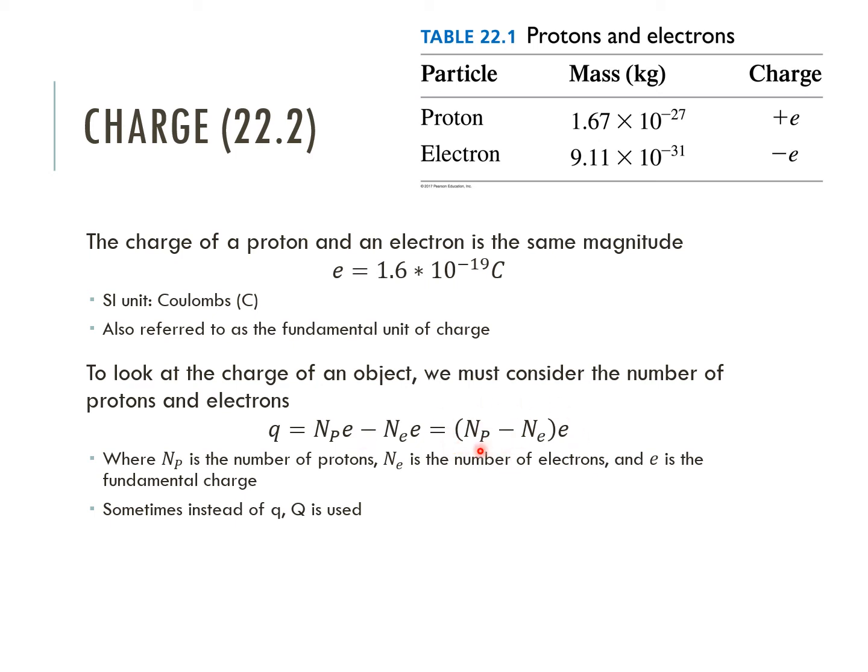Or we can rewrite it as the charge of the object is going to be equal to the number of protons minus the number of electrons. That quantity is multiplied by the fundamental unit of charge. Now this is the formal equation. Sometimes instead of using a lowercase q for an object, you might see a capital Q used for the object instead. It's just going to depend.